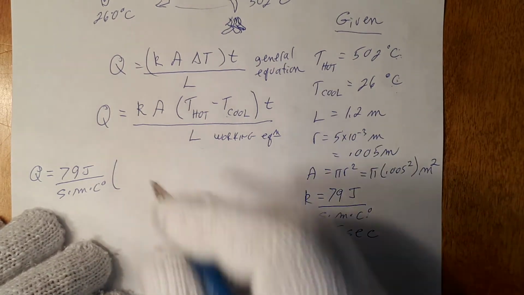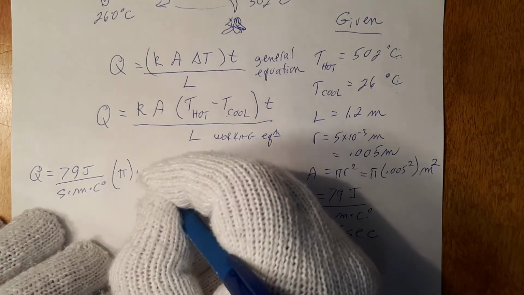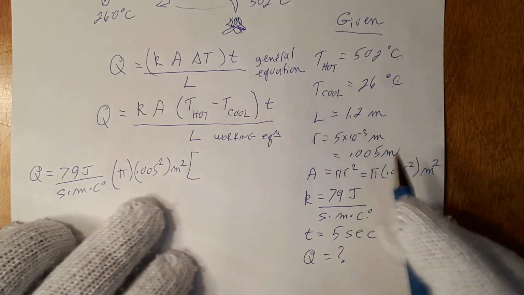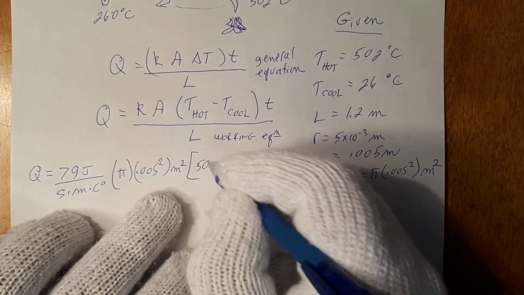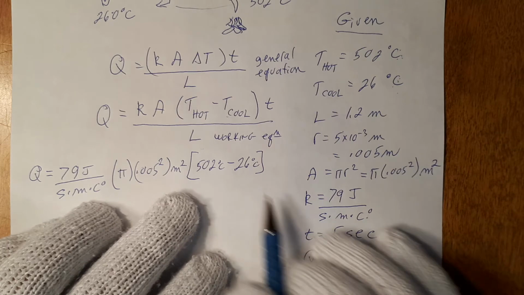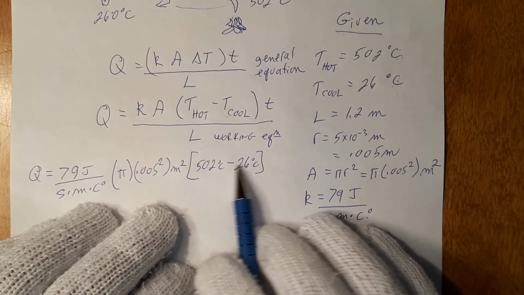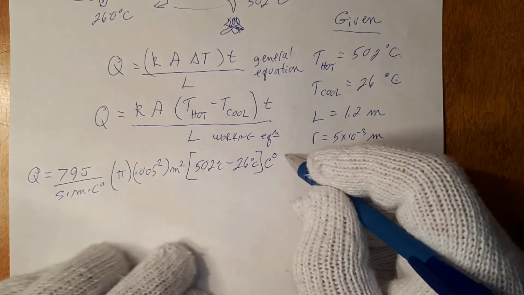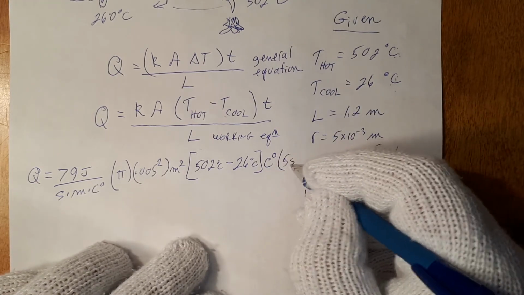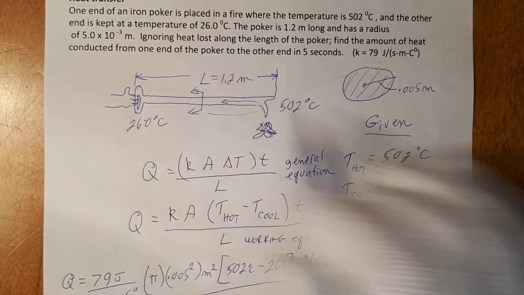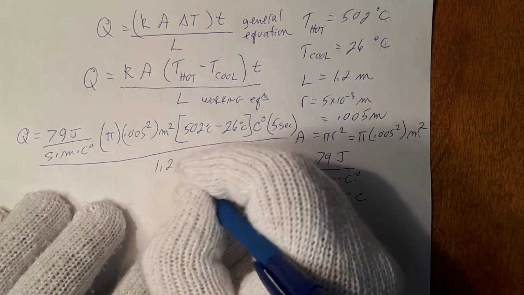And then we need area. Pi times 0.005 all squared, meter squared. Multiply that by temperature hot, 502 degrees Celsius, minus temperature cool, 26 degrees Celsius. Within the brackets, I like to put in degrees Celsius, the original temperatures that were given. But actually, when you do the subtraction, the actual unit becomes Celsius degree. And all of this times the time, given us as 5 seconds. Everything divided by the length, or the distance that the heat needs to travel from point A to point B. And that length is 1.2 meters.